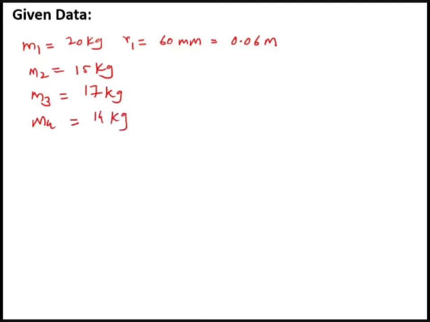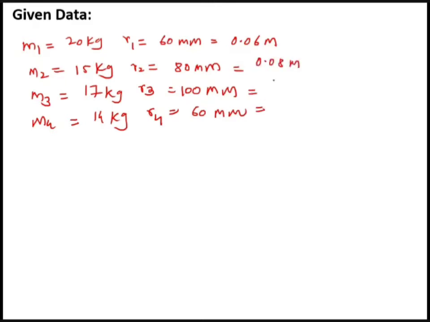Okay, and similarly they have given R2, R3 and R4. So all the distances they have given. So this is nothing but 80 mm, this they have given as 100 mm, and this they have given as 60 mm. Okay, so convert it into meters: 0.08 meters, 0.1 meter and 0.06 meter. Okay, so this is given.